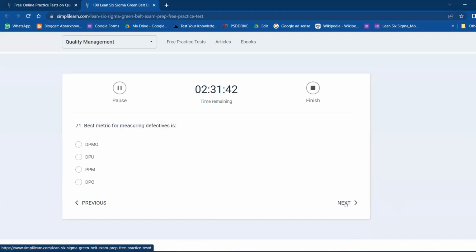The best metric for measuring the defectives is what? ppm, parts per million. And DPMO, defect, this is for defect, we are talking about defective. DPU, this is also defects per unit, and this is the right answer.